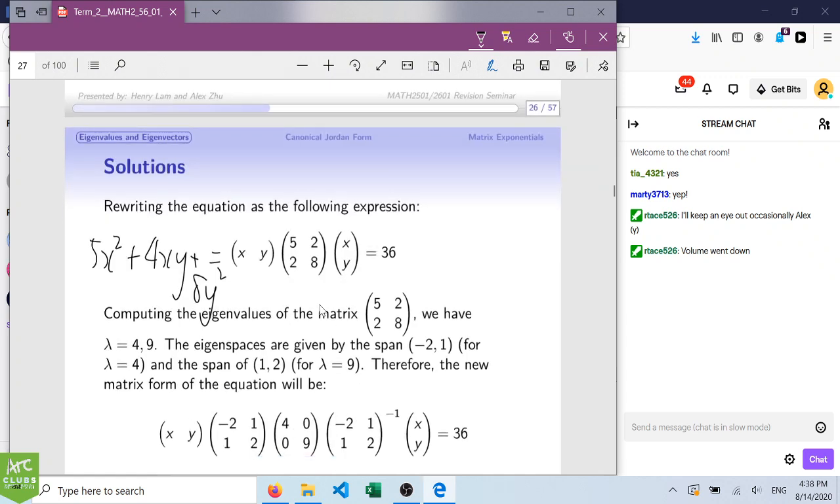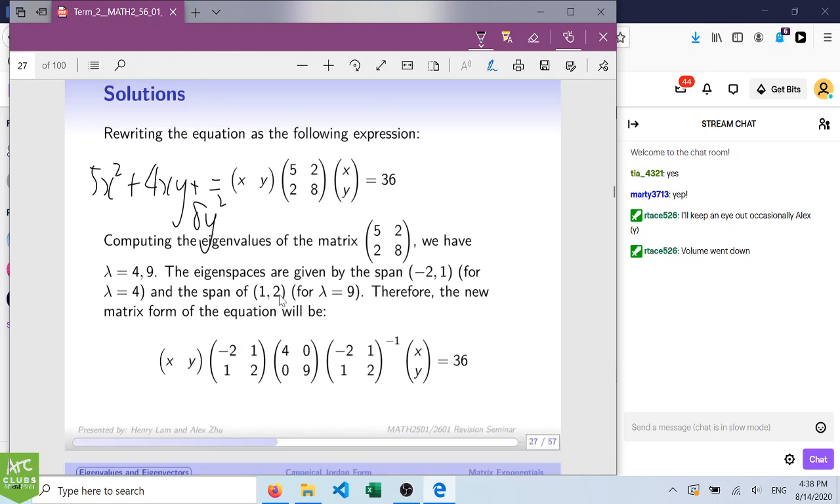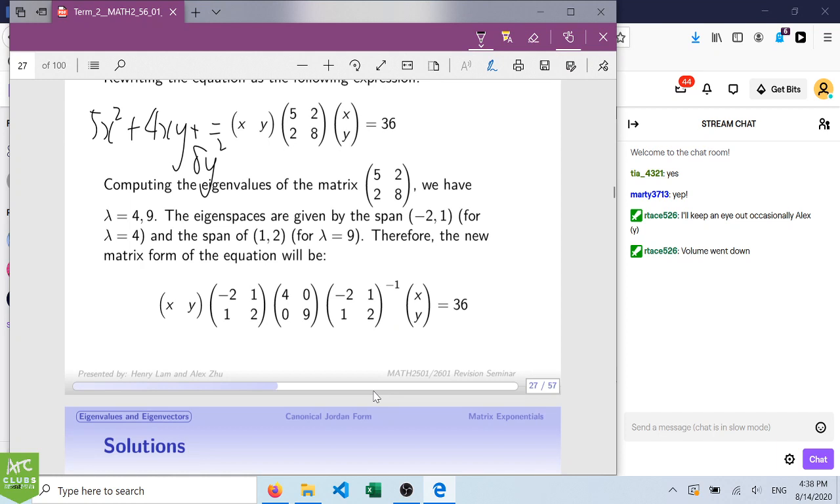First, we're going to decompose this 5, 2, 2, 8 matrix. We can do that by first finding the eigenvalues, and then computing the eigenvectors, and we'll end up with this expression, 4, 0, 0, 9, and the two vectors as such. Now we're going to use the spectral theorem. The spectral theorem says that this inverse matrix is the same as this matrix transposed, which is the same matrix because it's also symmetric.